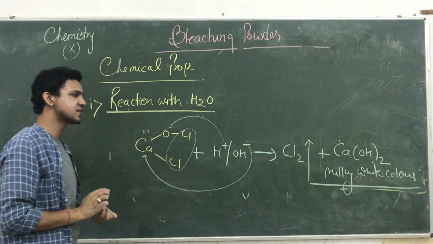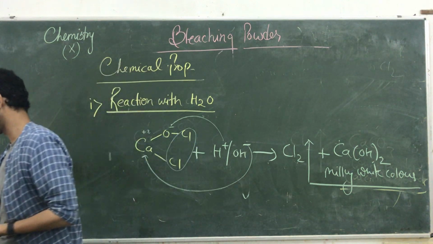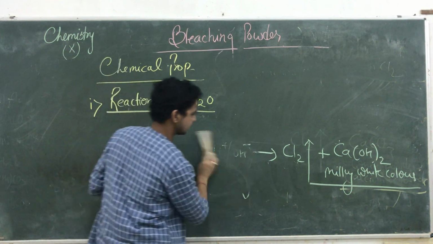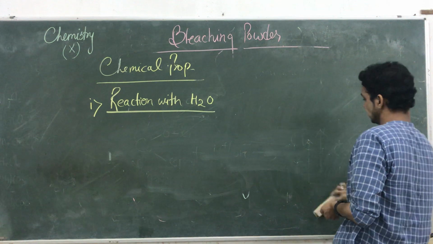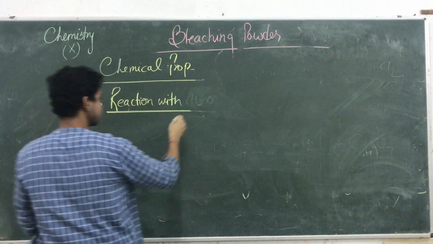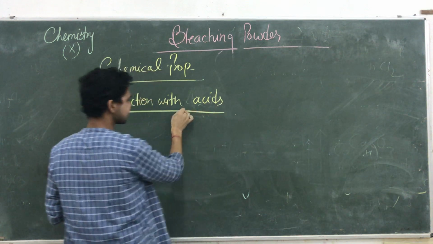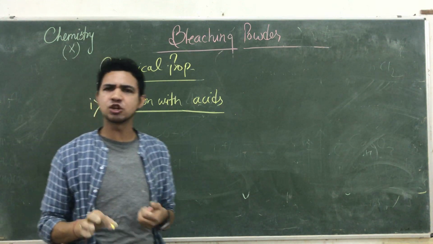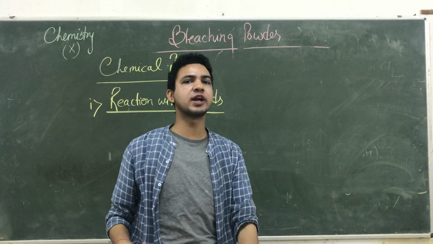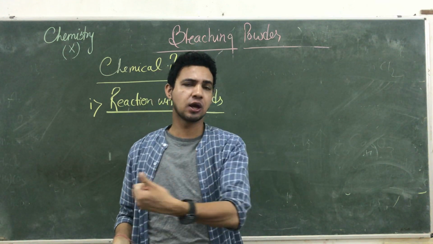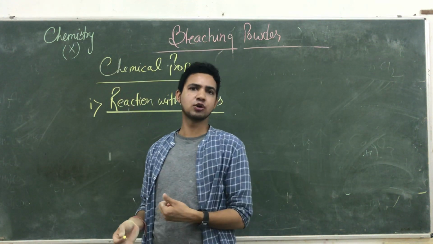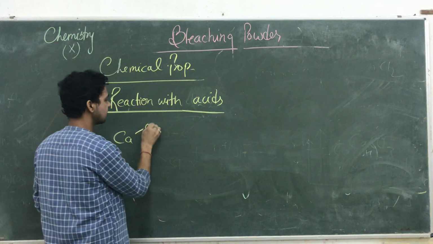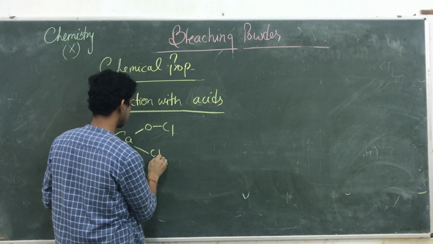Okay. The next one is reactions with acids. Take any acid, HCl, H2SO4, they give the same kind of reactions, but the reaction with HNO3 is very slow. Why? Because calcium oxychloride is a very good oxidizing agent, and nitric acid is also a very good oxidizing agent. So at that time it takes too much time. So here we are conducting the reactions with HCl or H2SO4, you take any one.